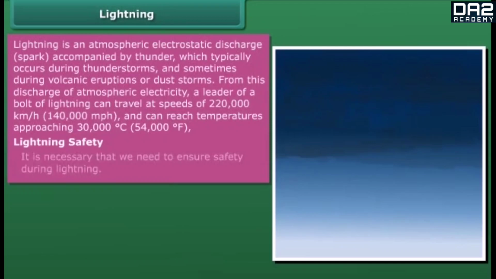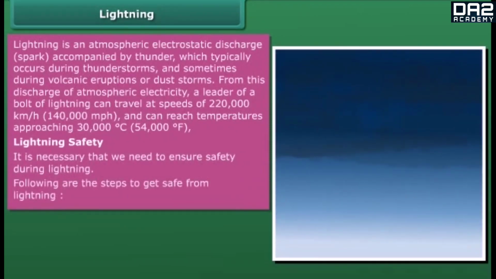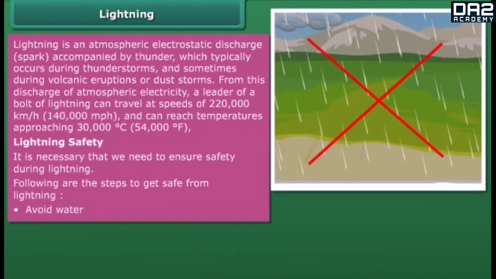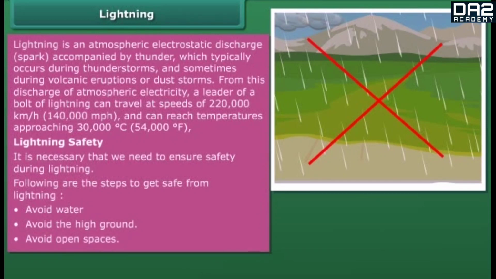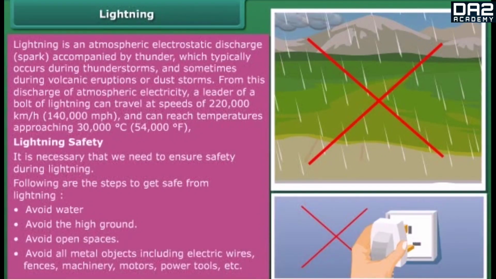Lightning safety. It is necessary that we ensure safety during lightning. Following are the steps to stay safe from lightning. Avoid water. Avoid high ground. Avoid open spaces. Avoid all metal objects, including electric wires, fences, machinery, motors, power tools, etc.